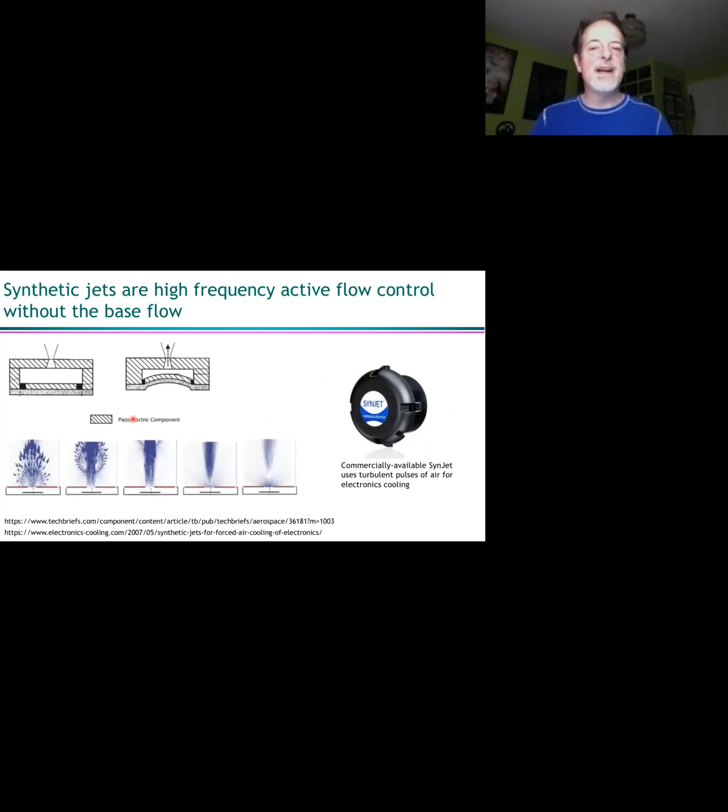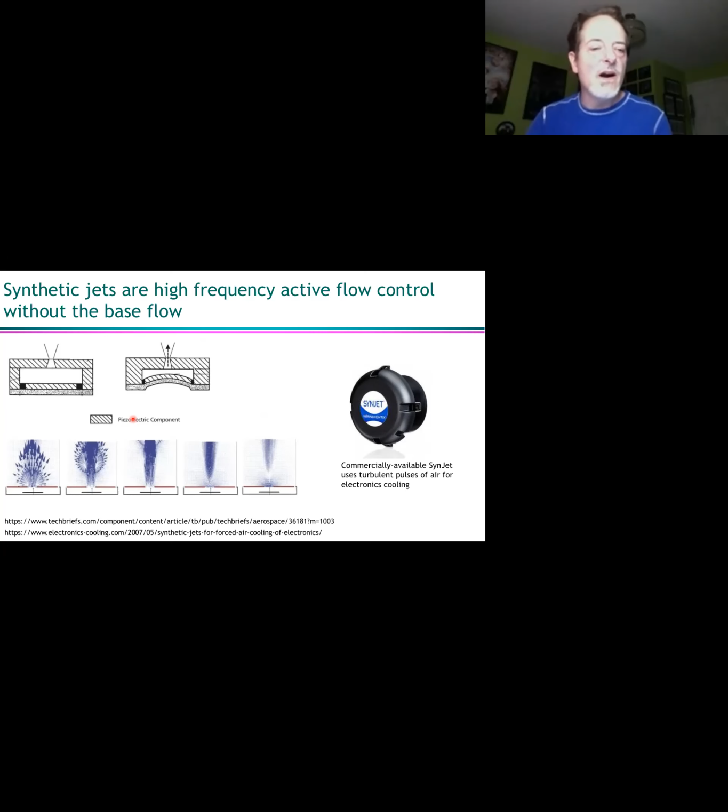All right, so what's the application of this? What if you just did this awesome high frequency stuff, but you didn't need this huge experimental apparatus with a small wind tunnel and a 4 meter per second air jet? Some of the people I worked with, my PhD advisor, and some of the students who followed on as his students after I had left, started looking at just that. They developed something called a synthetic jet. Synthetic jets are high frequency active flow controls without any base flow.